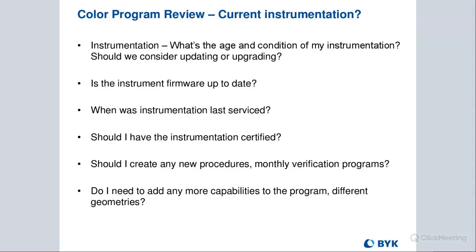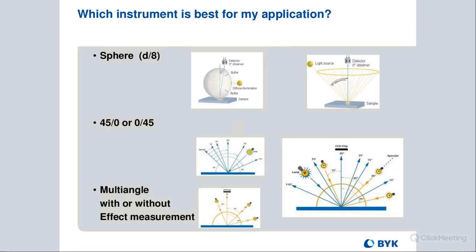New procedures, monthly verification programs, and anything with different geometries. Is there a different instrumentation setup that I should use for a specific OEM or for a specific color family? So we have 3 different instrumentation setups. We have the sphere, we have a 45-0 or 0-45, and then we have multi-angle with or without effect measurement.